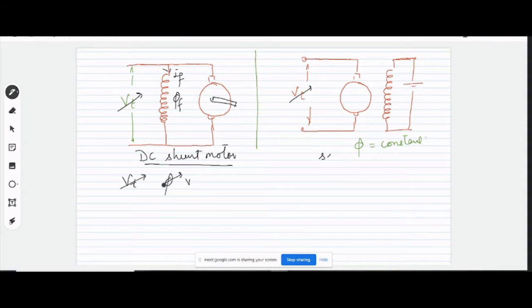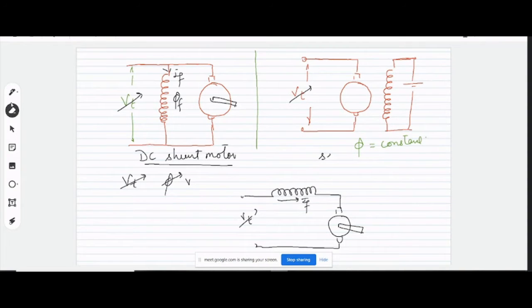Similar will be the case for the DC series motor. So while analyzing different motors on different voltages, keep this in your mind. If we alter the voltage over here, this is the applied voltage to the armature, so it is not only going to affect the armature voltage, but it is also going to affect the field flux, right? Okay, is this fine? Yes, sir.